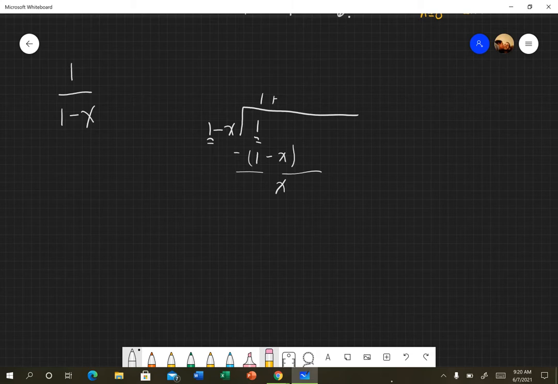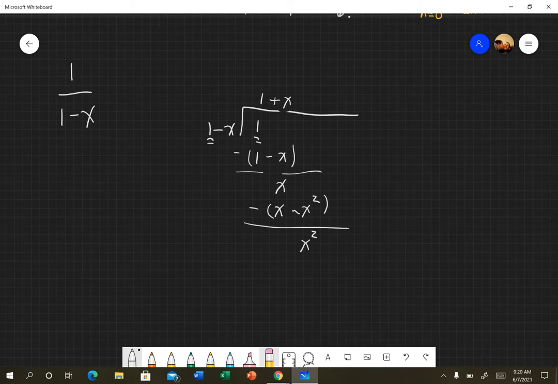So plus x. Now we have to ask the next question: how many times does 1 go into x? Well, it goes in x times, so plus x. We multiply again. We distribute this x out, and x times 1 is x, and x times a minus x becomes a minus x squared. Again, we subtract this out. x minus x is 0, and minus a minus x squared becomes a positive x squared.